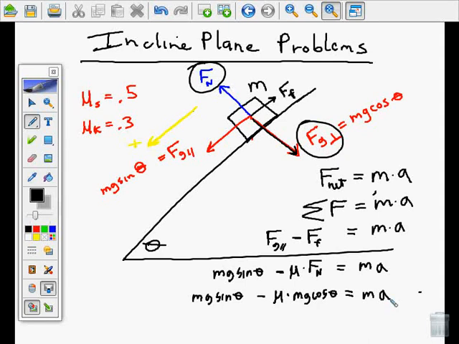Which mu would you use? It all depends. If the object was definitely sliding and you had an acceleration, then you'd use mu sub k. If the object was not sliding and it was hung up there at rest, then the acceleration would be 0, and then you'd be dealing with static friction.